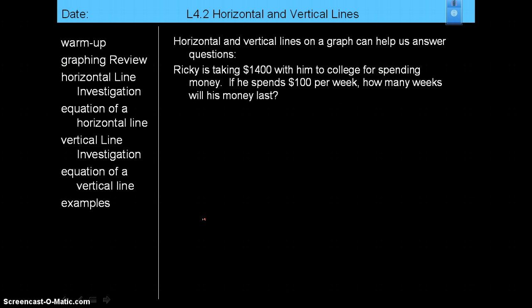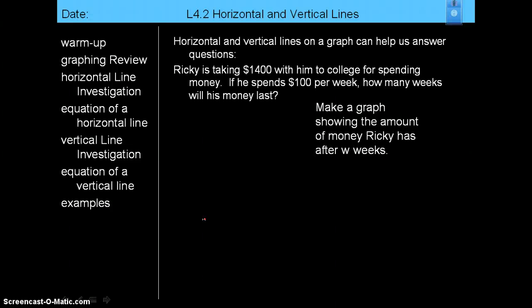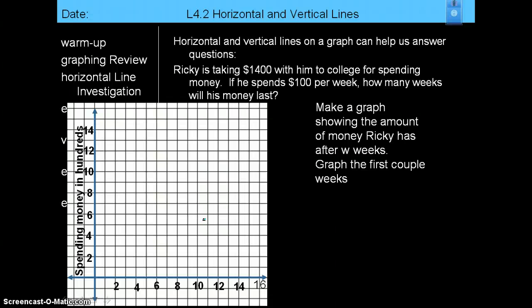Finally, horizontal and vertical lines on a graph can help us answer some questions. For example, if we know that Ricky is taking $1,400 with him to college for spending money, and he spends $100 per week, how many weeks will his money last? We can make a graph showing the amount of money that Ricky has. Graph the first couple weeks. So you can see a graph here.